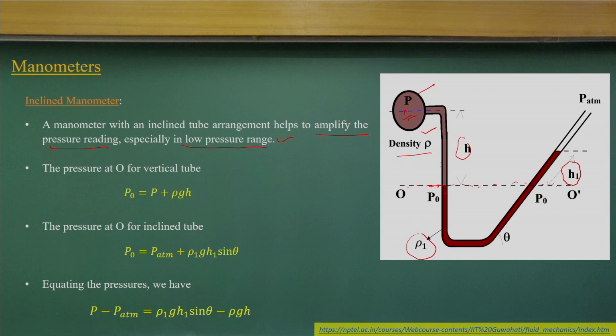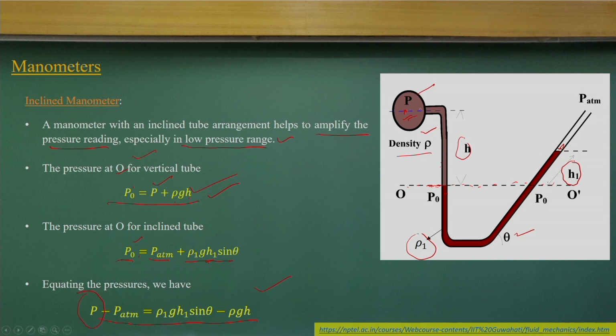As you know, the pressure at this point and this point will be the same as it is a horizontal plane. So the pressure at O, if you take the vertical tube, will be the pressure P plus rho g h. Very simple things come up here. For the inclined tube, we consider H1 sin theta, the vertical projection, as it is inclined at theta degrees, and rho 1 is the manometric liquid, g H1 sin theta, and at this point we have atmospheric pressure, P naught. Equating these two, we get the equation which we use to compute the pressure at this point.